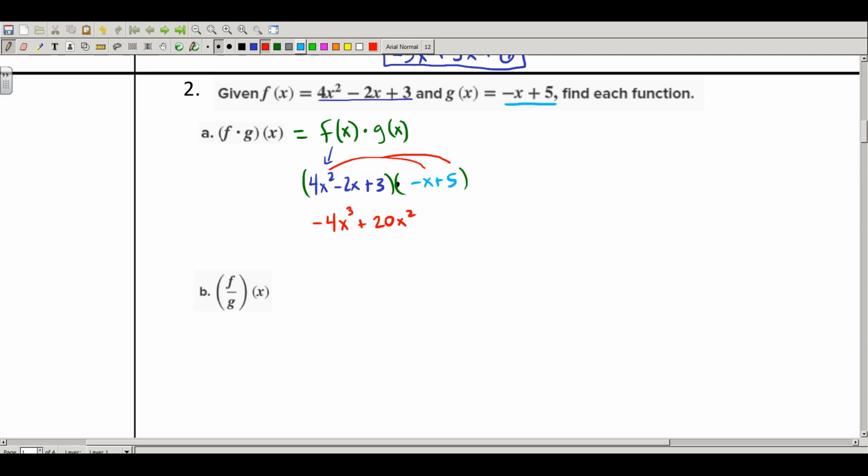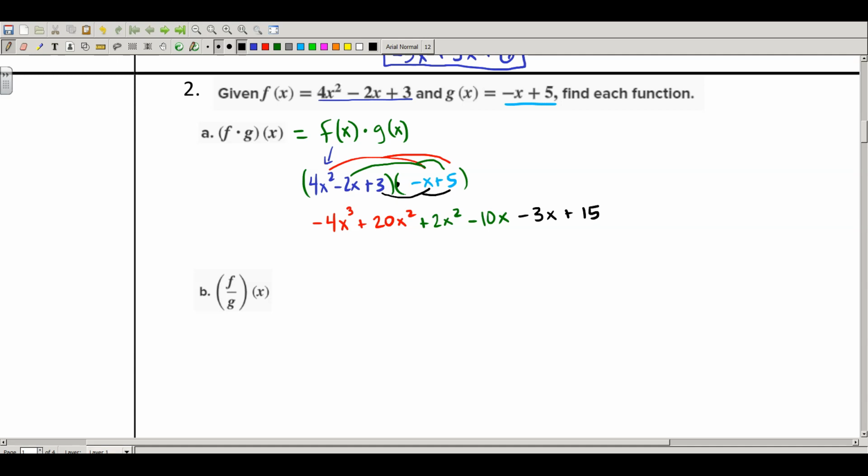Then we're going to keep on going. So we're going to take negative 2x and distribute that. So negative 2x times negative x, which is plus 2x squared, and then negative 2x times 5, so that's minus 10x. And then lastly, we'll take the last term 3, and we're going to distribute that into the second parentheses as well. So that'll give us a minus 3x and a plus 15.